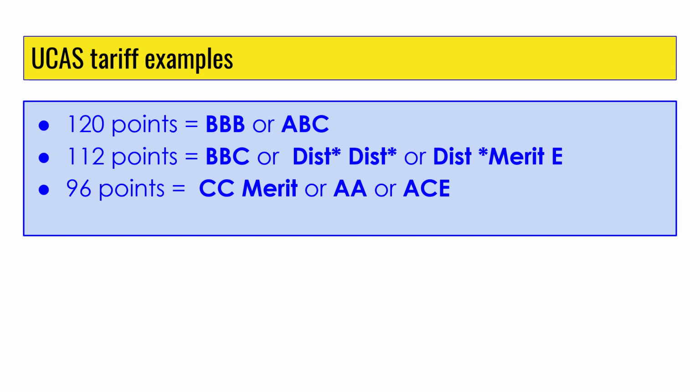112 could come from 2 qualifications. You could be doing 2 BTEC National Extended Certificates, and a distinction star in each of those will get you 112 points. It could be something that allows you to perform well in one subject, say for example a distinction star in your BTEC National Extended Certificate, and alongside that a merit and maybe an E grade in one of your A levels.